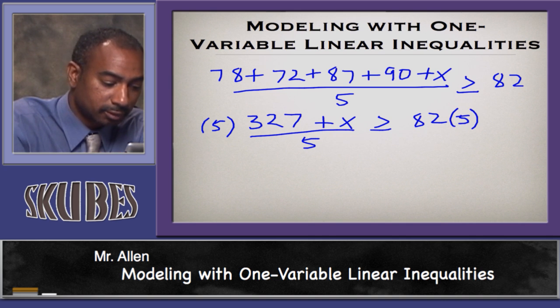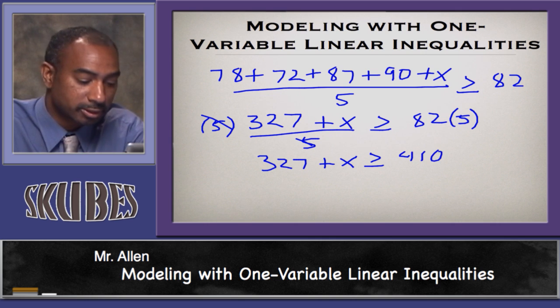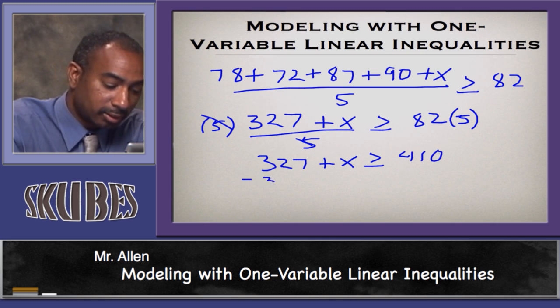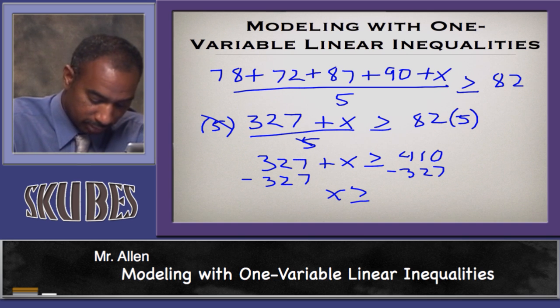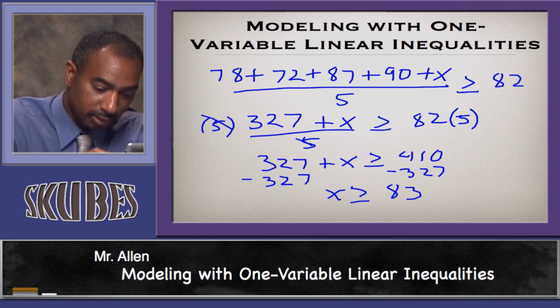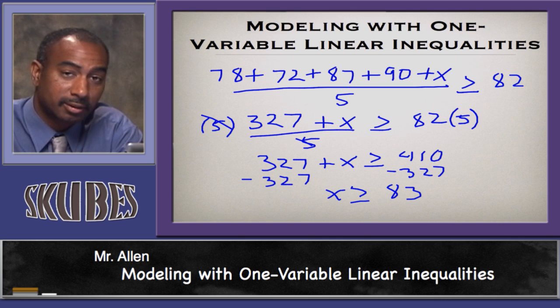All right, so that cancels out. You're going to get 327 plus X is greater than or equal to 410. Because 5 times 82 is 410. Subtract 327 to both sides. So you get X is greater than or equal to 83, which means Mary has to have a score of either 83 or above, 83, 84, but nothing less than 83 in order to get an average of 82.